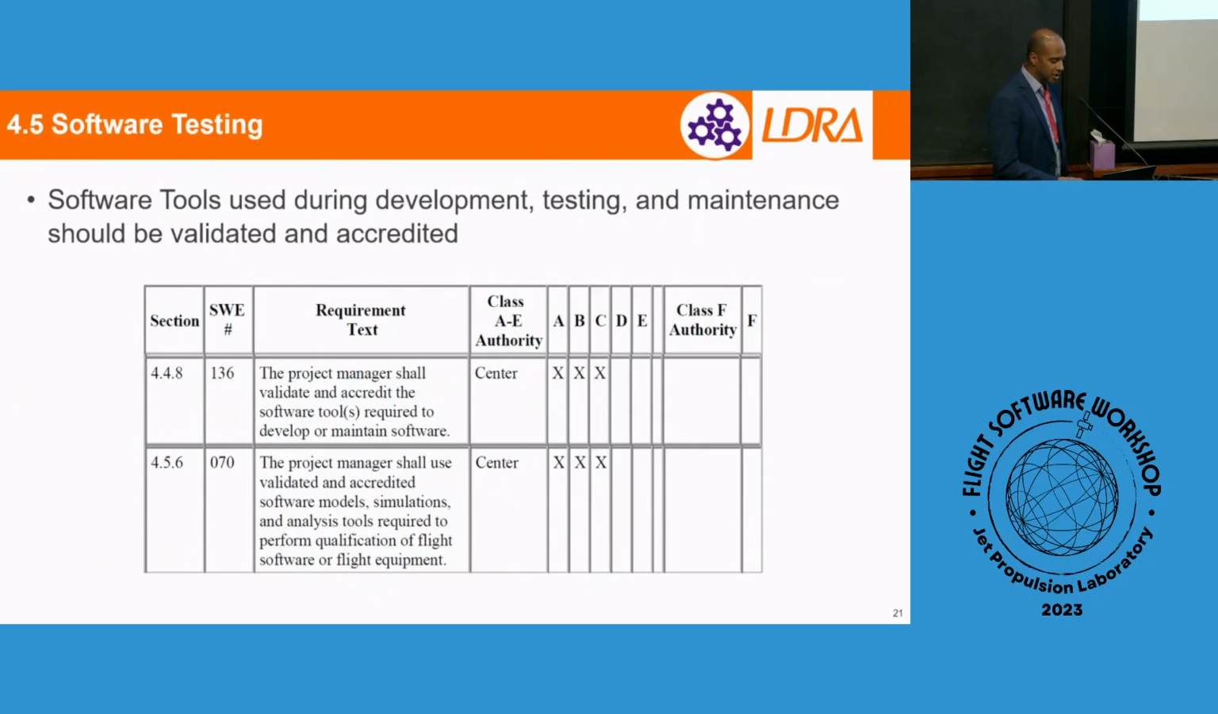In terms of tooling, you need to have some way to validate your tools. So in the DO 178 world, this is called tool qualification. You should have tests to make sure your tools do what they are supposed to do. And that's called out in section 4.5 as well.